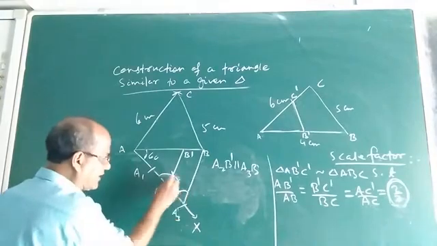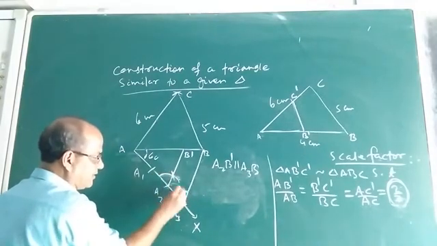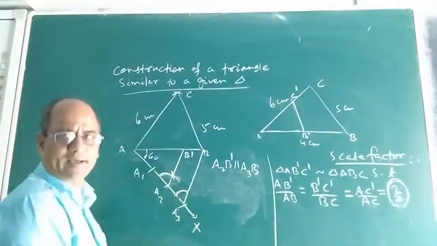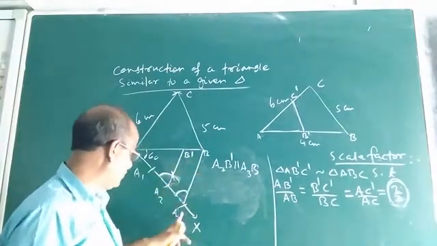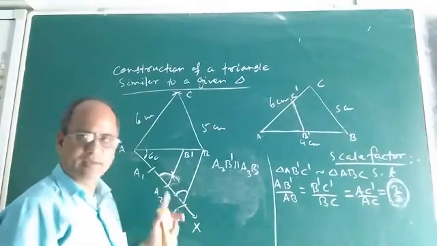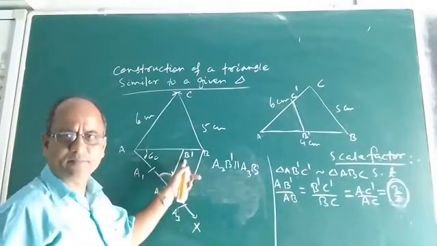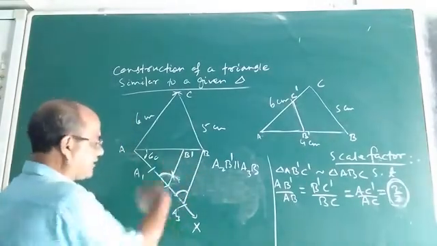Because you see this angle and this angle, they form a pair of what angles? Corresponding angles. So as they are equal, no doubt A2B dash will be parallel to A3B. Okay. So we got a point B dash. Now, what is the next step?